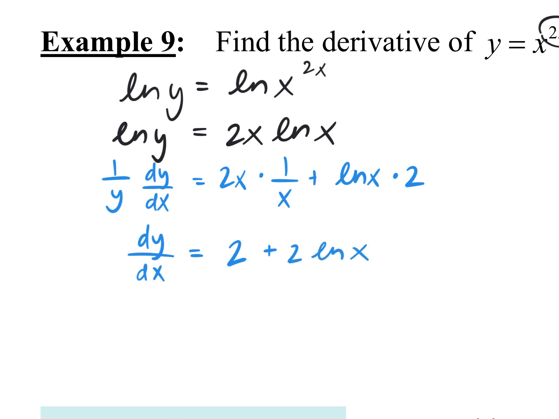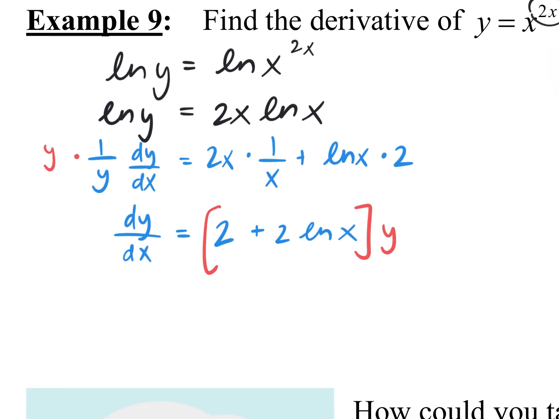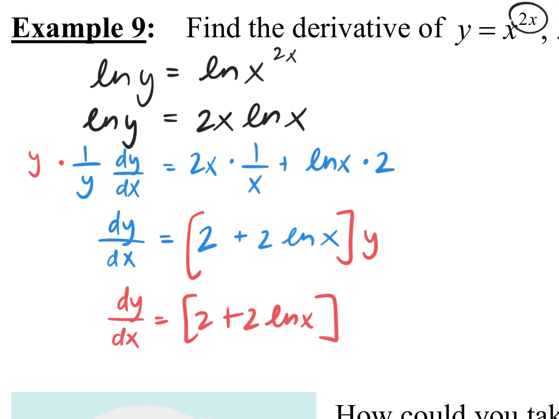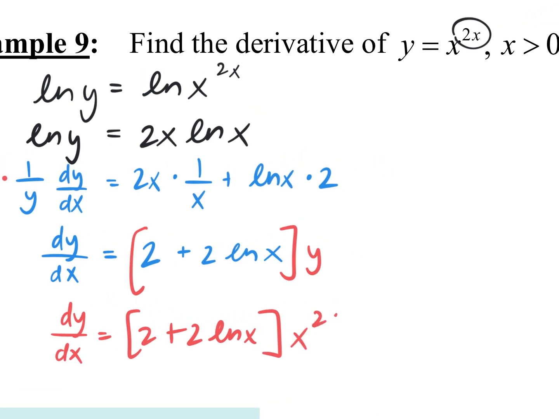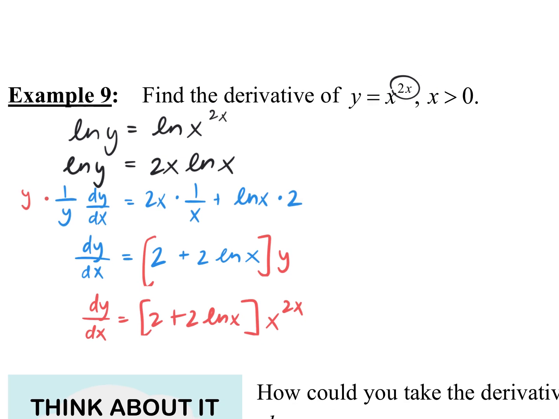How do I get rid of that dividing by y? Multiply by y. So I need to multiply this whole thing by y, because I don't want to leave it in terms of x and y on the right-hand side. I want to leave it in terms of just x. So I would rewrite this as dy dx equals 2 plus 2 natural log of x times x to the 2x. Okay? There you go.